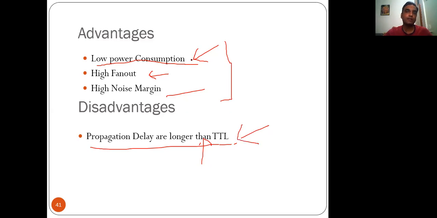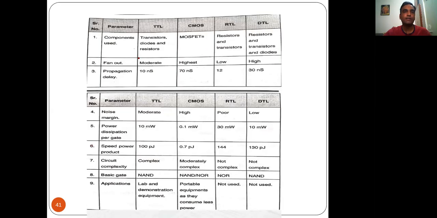Okay, power consumption is very good advantage. Good fan out, high noise margin. So that's why CMOS are largely used. So these are the advantages, disadvantages of the CMOS. Now let us compare this. In GTU, there will be question based on comparison so many times. Okay, so compare this logic family.